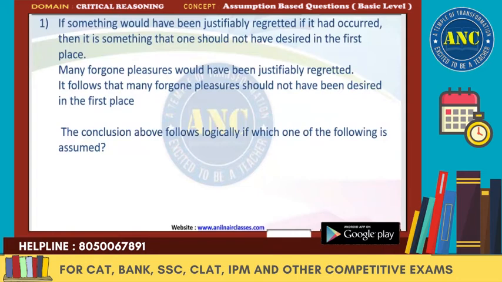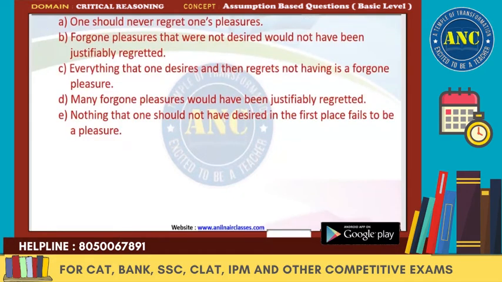Now, it says many foregone pleasures. Now, this is a new element that appears here in the conclusion. This is the conclusion. Let's look at options. One should never regret one's pleasure. Foregone pleasures that were not desired would not have been justifiably regretted. Everything that one desires and then regrets not having is a foregone pleasure. Many foregone pleasures would have been justifiably regretted. Nothing that one should not have desired in the first place fails to be a pleasure.